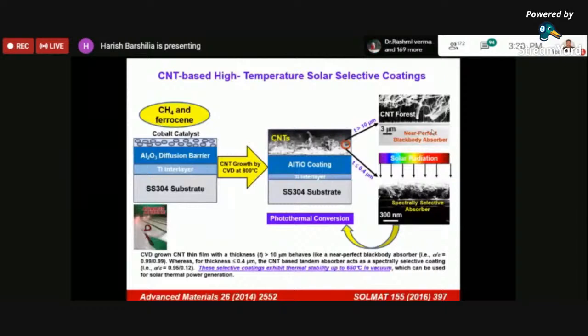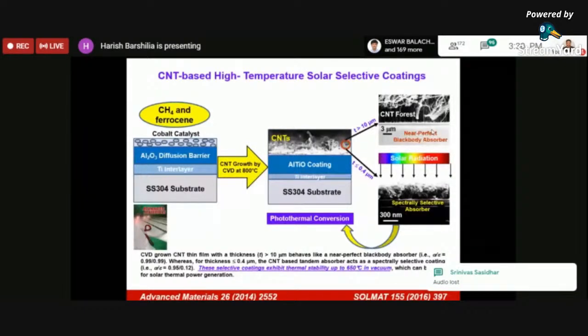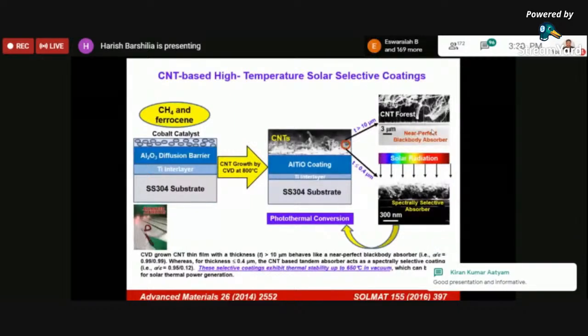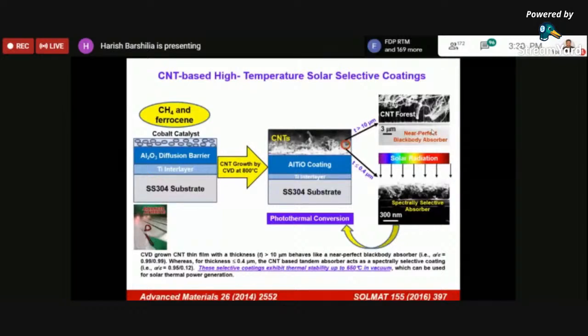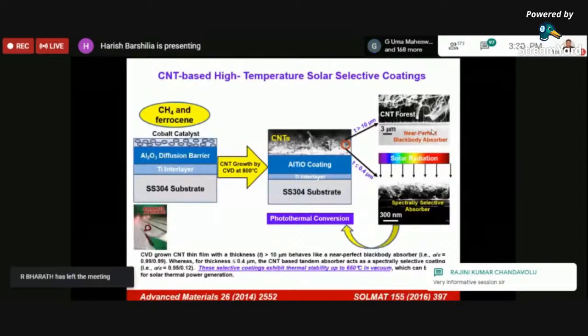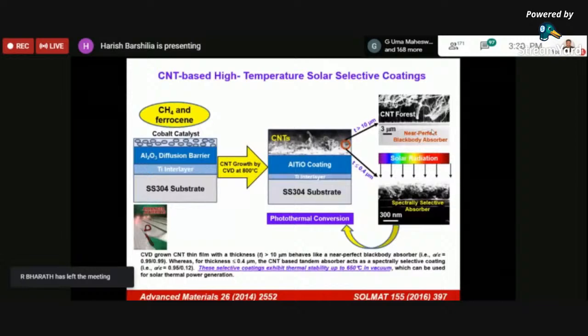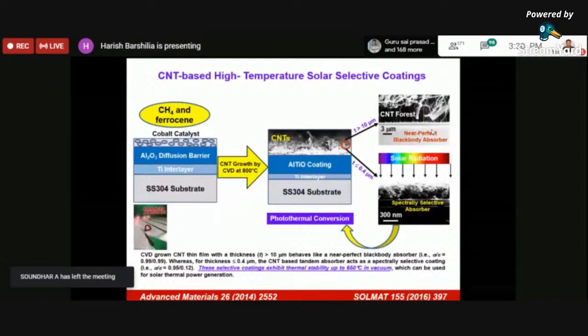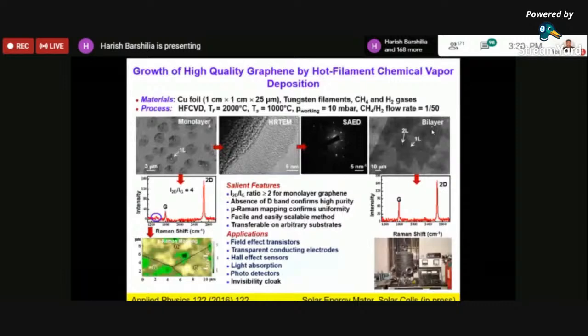So this is a schematic wherein we have a substrate, then an adhesive layer, then an intermediate layer, then a diffusion barrier layer, and then just by controlling the process parameters, we can control the properties of the CNT in the form of coatings, not in the form of powder. So they have a lot of applications. Of course, this application here has been listed for photothermal conversion. That means this material can absorb the solar radiation and it will not re-emit the radiation when it gets heated up.